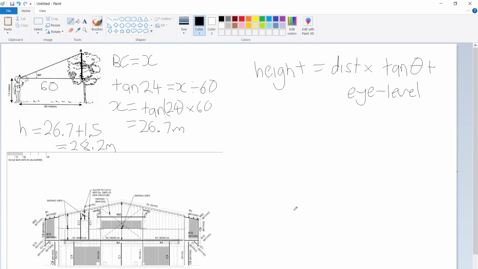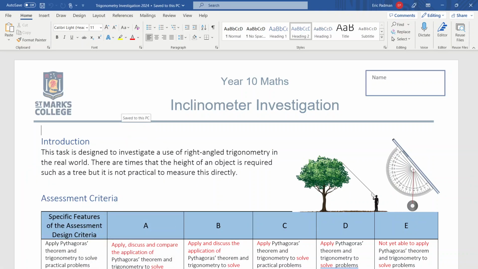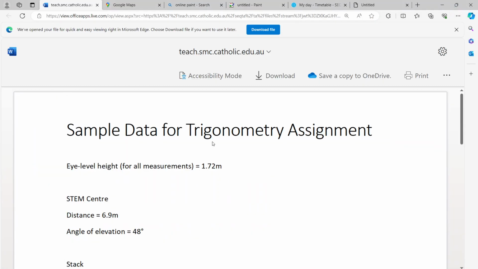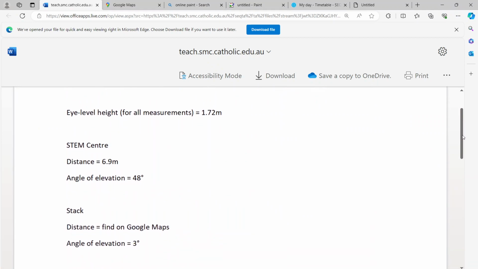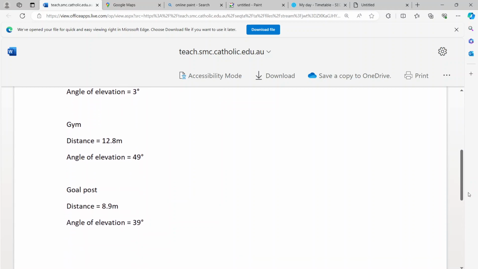If you've gone and found your own data, excellent. If you have not, on Sector, you will find the general assignment. On Sector, I have recorded some data from another group. We've got the horizontal distance and angle of elevation to the stack, and I've got to show you how to find the distance for that on Google Maps in a minute. We've also got the gym, distance, angle of elevation, and a goalpost.